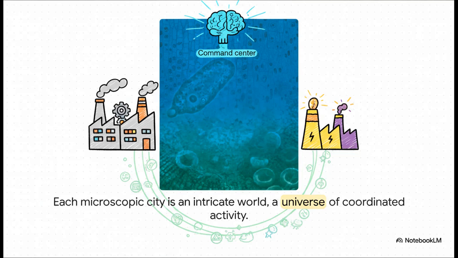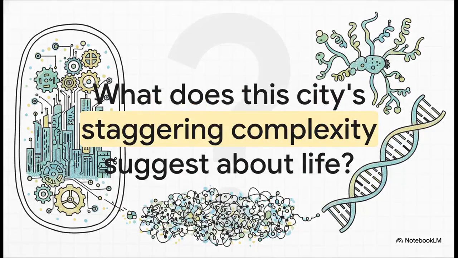So as we zoom out, you can just see it all, everything working together. The command center issuing orders, the factories churning out products, the power plants fueling all the work, and all the city services keeping things clean and organized. Every single one of these microscopic cities is a complete, intricate world, a whole universe of perfectly coordinated activity. And the crazy thing is, this city never sleeps. It's always on, always working.